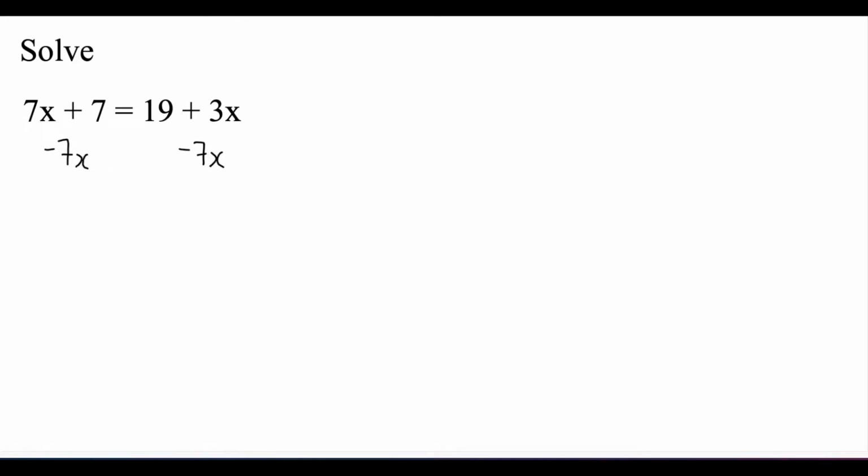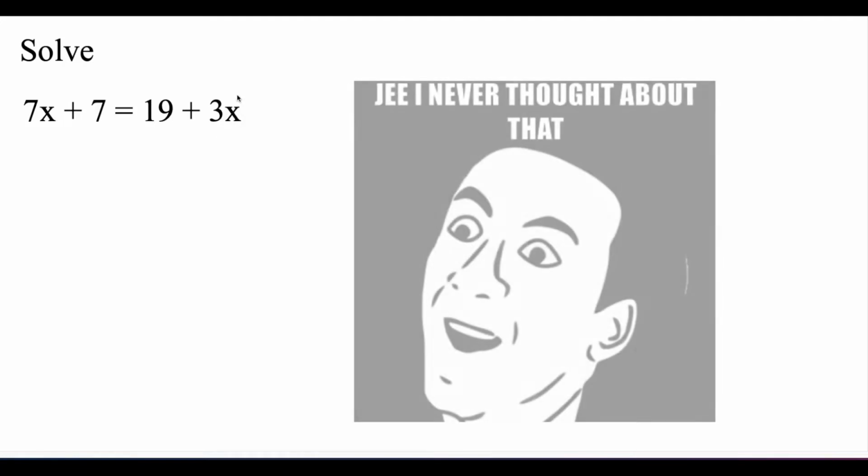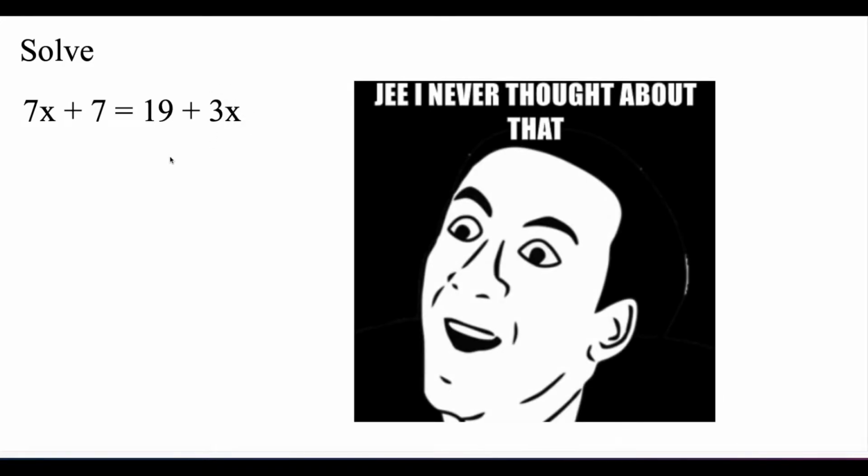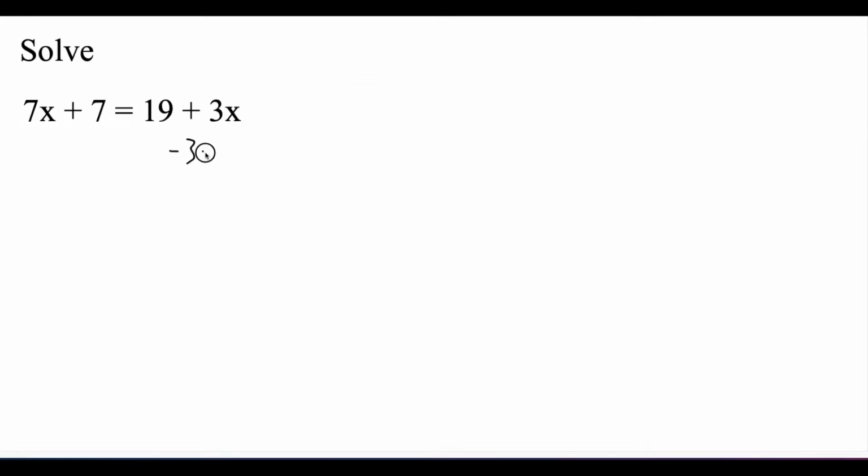Now the other option would be to what? To take away 3x from both sides, right? Because it's a 3x on the right hand side. So we can also do this. Okay? So it does not really matter which option you take. You can either take away 7x from both sides or take away 3x from both sides.